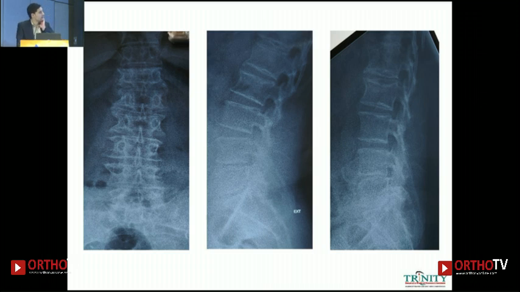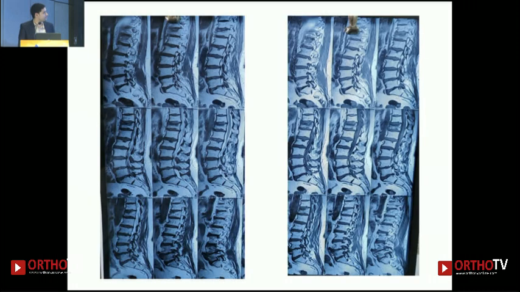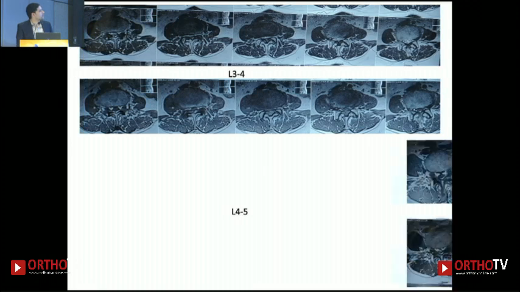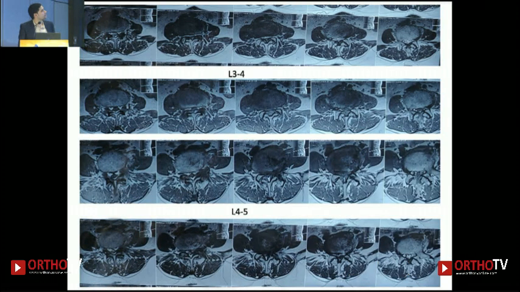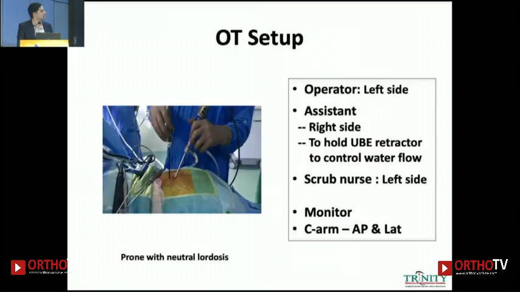Sorry for the poor quality X-ray images, but you can get a fair amount of idea that the disc heights have been preserved. The L4-5, L5-S1 disc has stabilized. She's relatively very stable. These are her MRI images. There is probably an old dorsolumbar collapse also that's not troubling her. But these are her cuts. She is stenotic at 2 levels, central and lateral recess both. So the plan was a 2-level decompression assisted by a UBE.